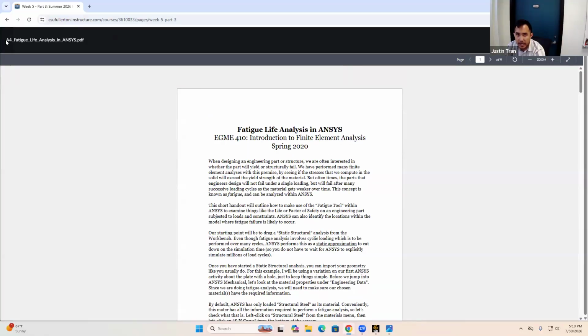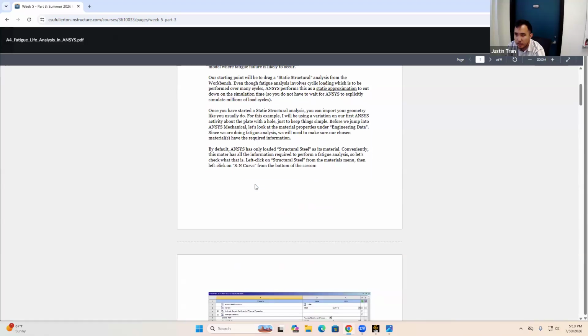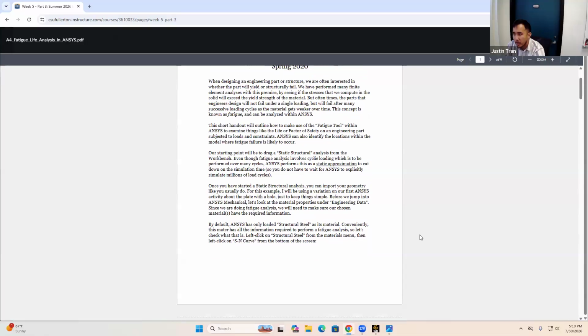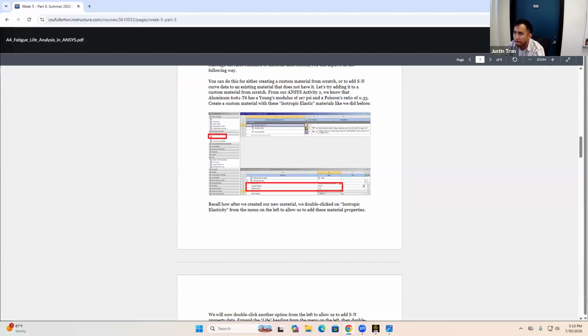So I would look at this handout. This is handout A4. Unfortunately, for fatigue life we are limited to certain materials, which have to have what's called the S-N curve. I know structural steel will have it. We just saw today that aluminum alloy has that S-N curve as well. So I think this would be a good analysis for your project. This could be your second loading scenario. You can do a fatigue life.